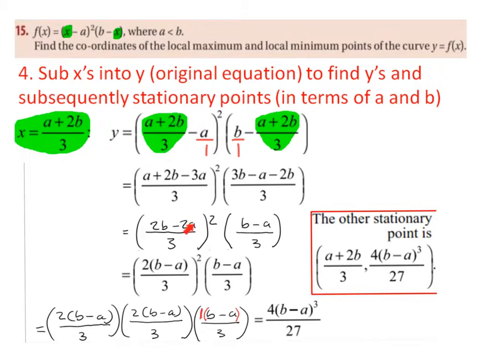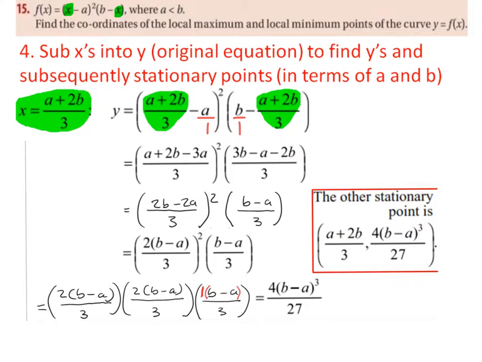And then 2b minus 2a we can factorize to give 2 times (b minus a), and it's still over 3 squared. And we still have (b minus a) over 3. Then 2 times (b minus a) all over 3 squared can be rewritten as 2 times (b minus a) over 3 times 2 times (b minus a) over 3. And then (b minus a) over 3 can be rewritten as 1 times (b minus a) all over 3.